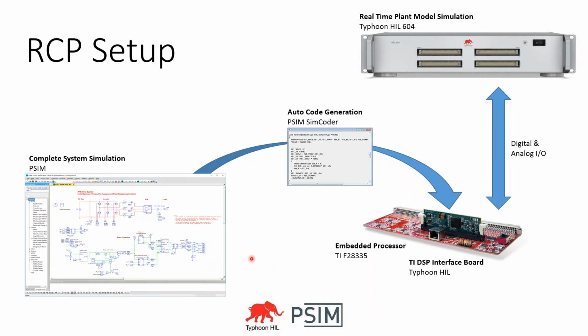But what we'll be doing with this controller is generating the code to it, and then the code will be running on that embedded processor, and then the hardware in the loop unit will be simulating the power stage, and it will basically trick the controller into thinking that it's plugged into the real thing. So that's today's setup, and we can show you this in some more detail now.